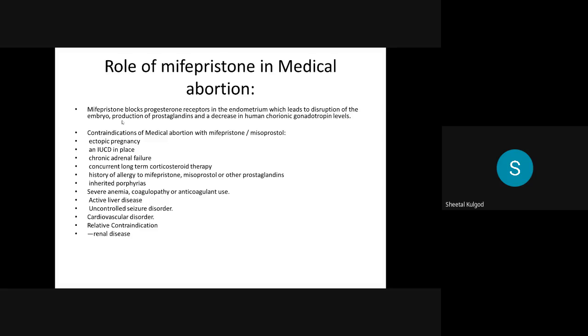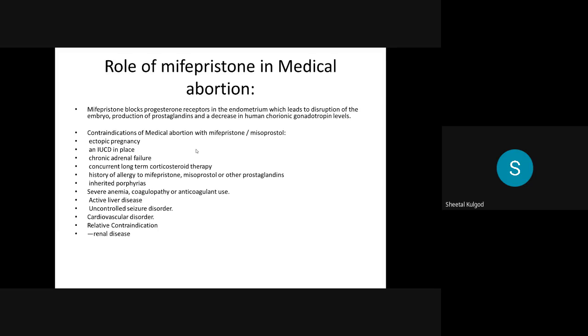mifepristone acts mainly as an antiprogestogen, and it blocks the progesterone receptors in the endometrium. This leads to disruption of the embryo, production of prostaglandins, as well as a decrease in the HCG hormone. So this is how mifepristone acts in termination of the pregnancy.